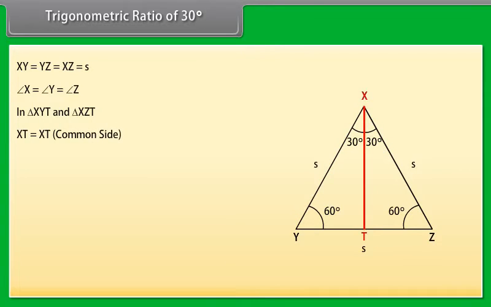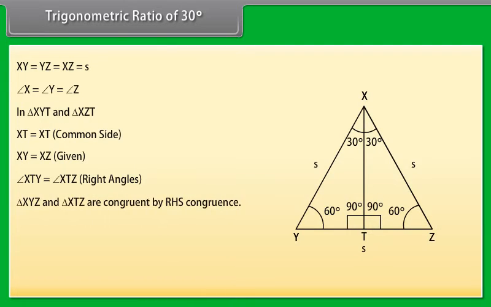Trigonometric ratios of 30 degree. Consider the equilateral triangle XYZ. XY is equal to YZ, which is equal to XZ, which equals S. Angle X is equal to angle Y, which equals angle Z. Let us now draw a perpendicular from vertex X to intersect side YZ at T.